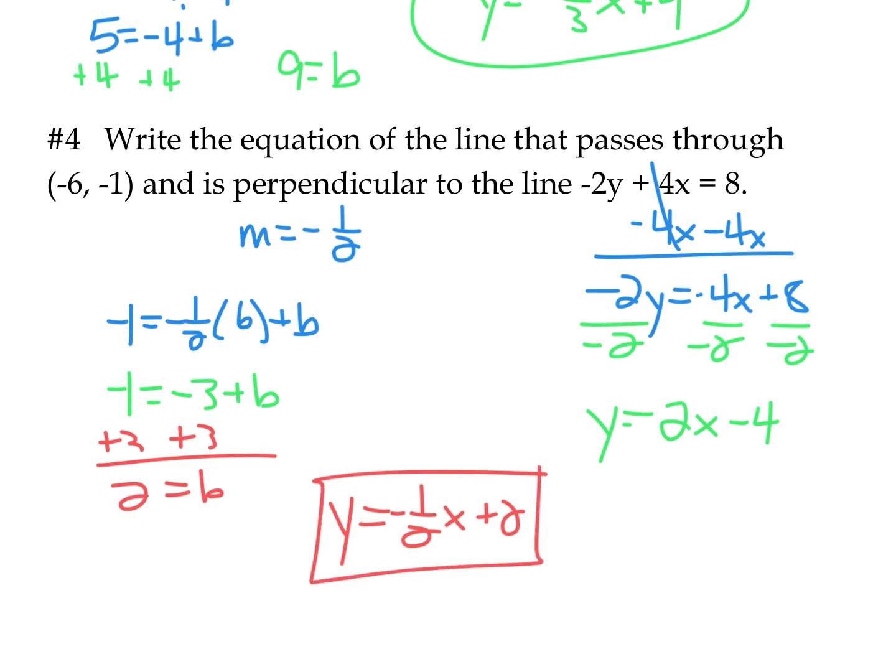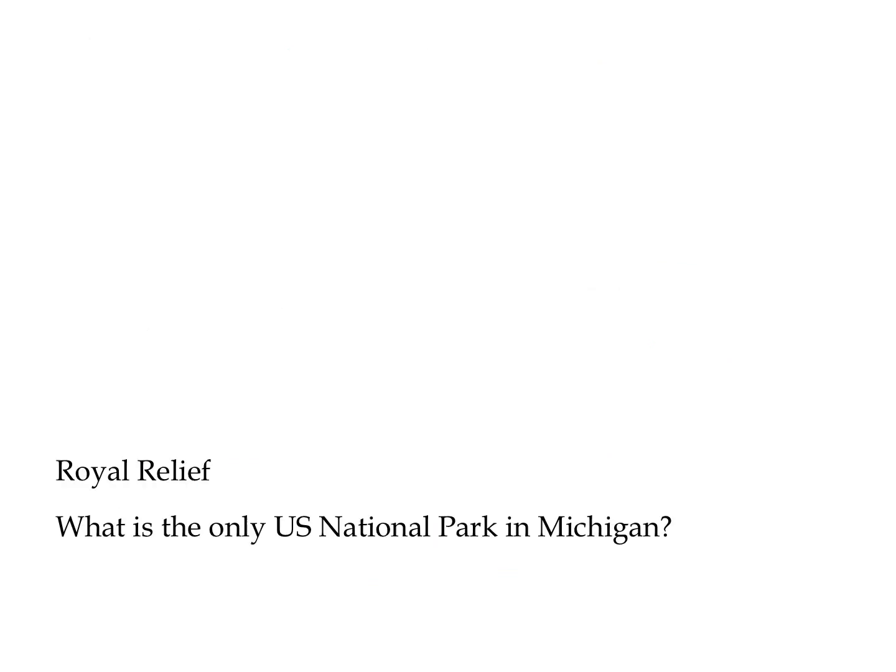So parallel lines have slopes that are exactly the same. Perpendicular lines have slopes that are opposite reciprocals. We can use that information to help us know a slope that we can work with, and then write equations of the line like we have before, needing a slope and a y-intercept.